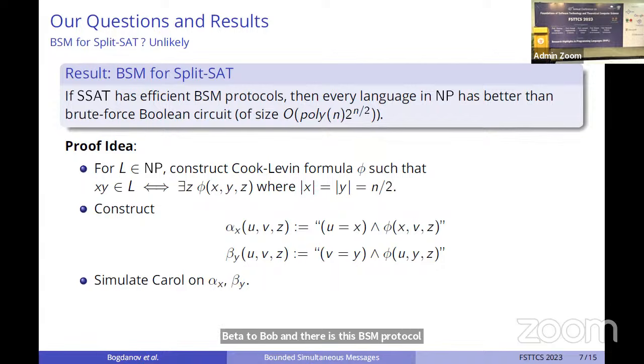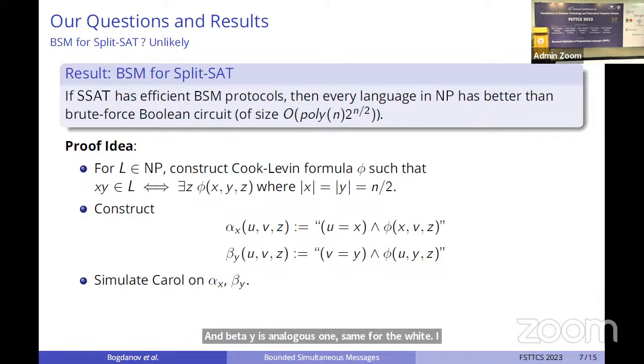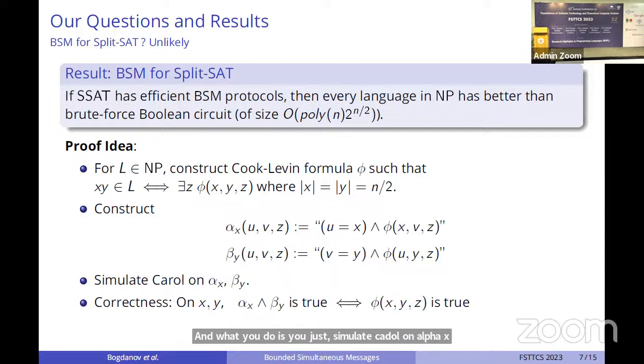So the alpha and beta that you come up with is the following. alpha_x of u, v, z, where u, v, z are the variables, and x is known to us. You encode the following formula: u equal to x, which is essentially u1 equal to x1, and u2 equal to x2, and so on up to u_{n/2} equal to x_{n/2}, and phi(x, v, z). And beta_y is the analogous one for y: v equal to y, and phi(u, y, z). And what you do is you just simulate Carol on alpha_x and beta_y, like the BSM, the top part.